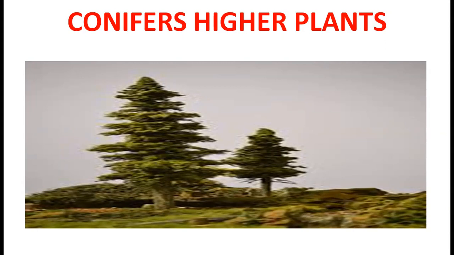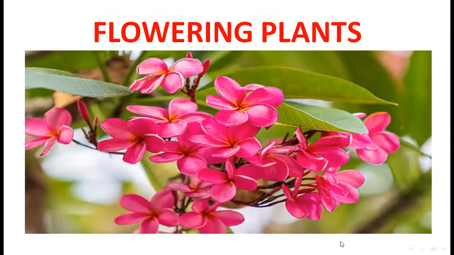Conifers are more advanced than fern, but their seeds are not enclosed in a fruit or flower, and they reproduce by their seeds. They have needle-like leaves, and since they have a well-developed vascular system, they can grow taller. So this is the image of a conifer plant.